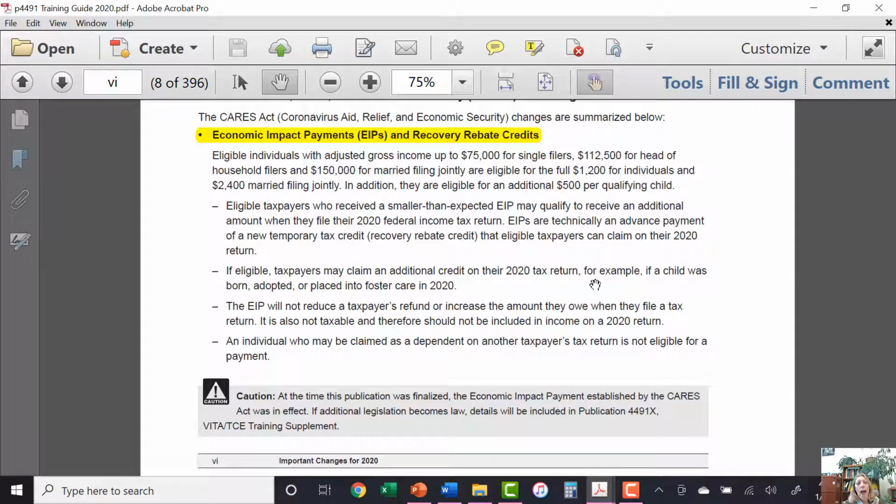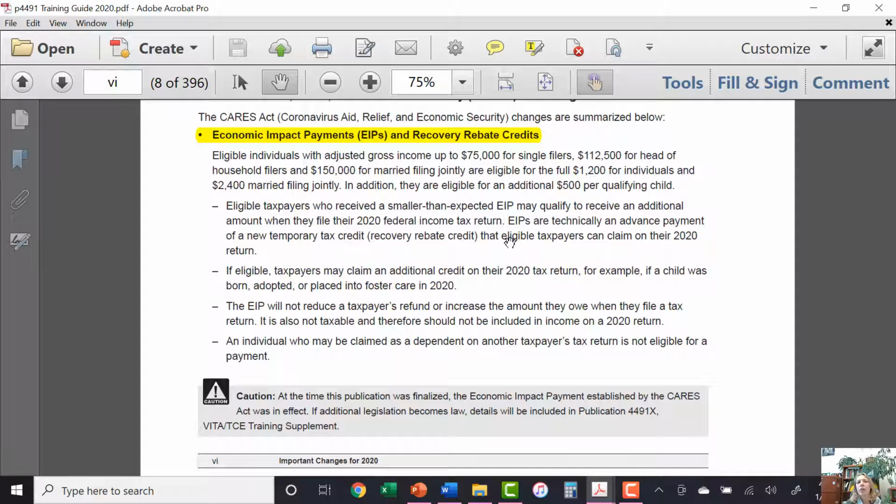Why do we have to put it in there even though it's not taxable? Because it's possible they didn't get the full amount that they qualified for, because maybe babies were born, adoptions happened, things like that. So if they didn't get the full amount they qualified for, they're going to qualify for a recovery rebate credit, and that's on page 2 of the 1040. And that's just going to be for the amount that they should have gotten in stimulus payment, but they didn't.